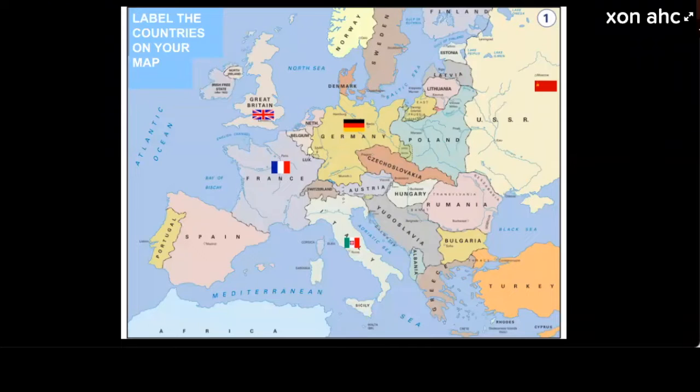Okay. So you are going to need to label the countries on your map, and you need 3 different colors because we are going to be coloring in the spread of Nazi Germany. So where do you think we're going to start coloring? In Germany, because that's where the Nazis got started in 1933. So we are going to cover 3 different expansions. We're going to cover the expansion in 1933, the expansion in 1936, and the expansion in 1938.